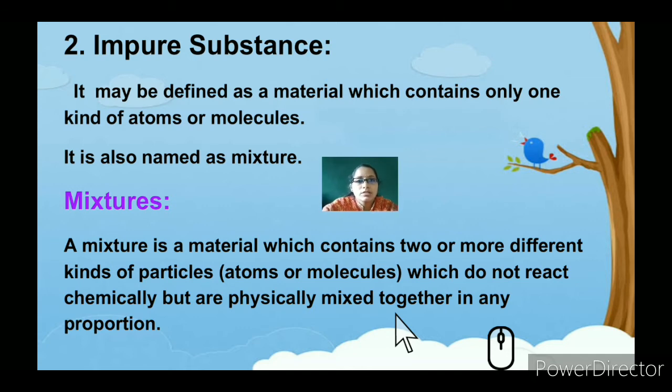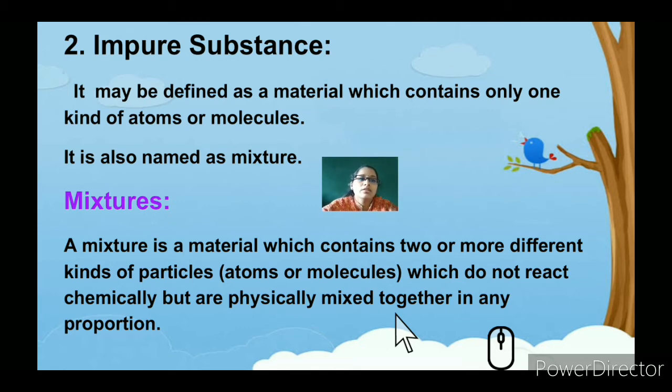So next we will see impure substances. Pure substances, we have seen, do not combine with any other atoms or molecules. They remain as they are in nature. But an impure substance is just the opposite of a pure substance. It contains more than one kind of atoms and molecules, and it is also known as a mixture. When two or more atoms or molecules combine, they are known as mixtures.